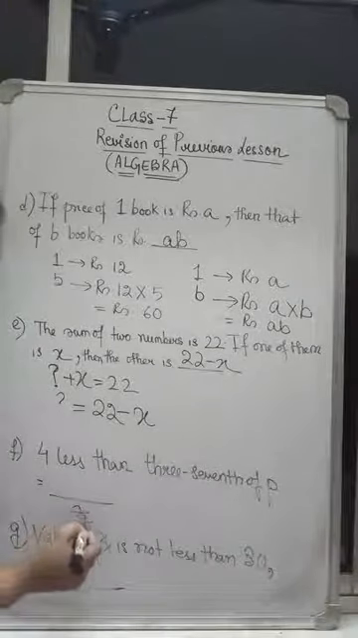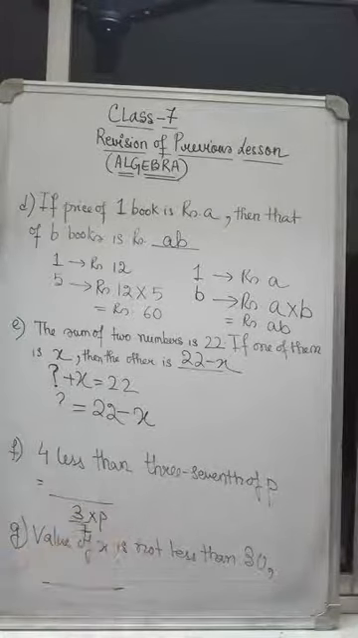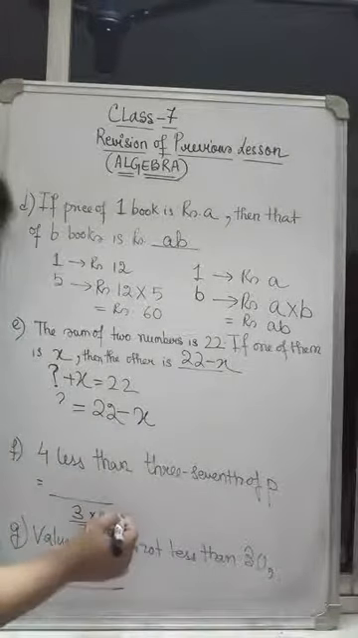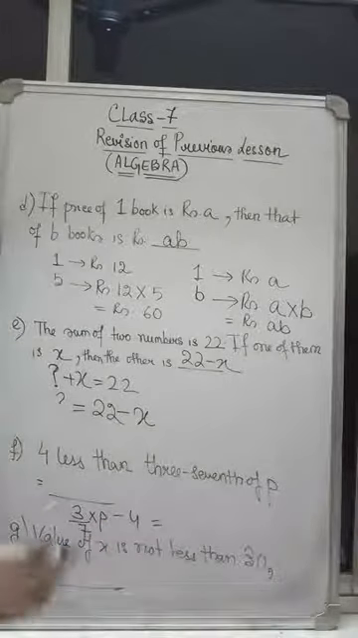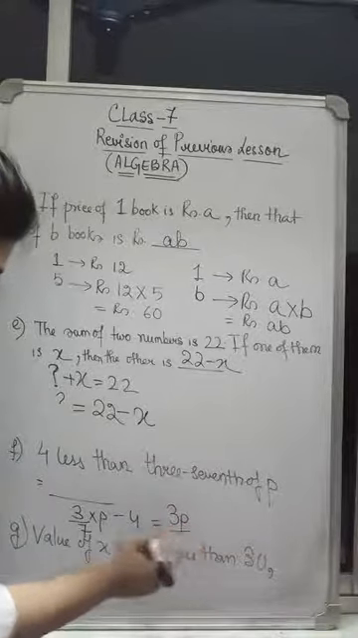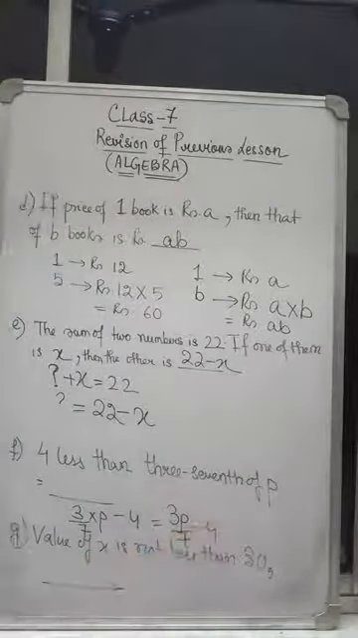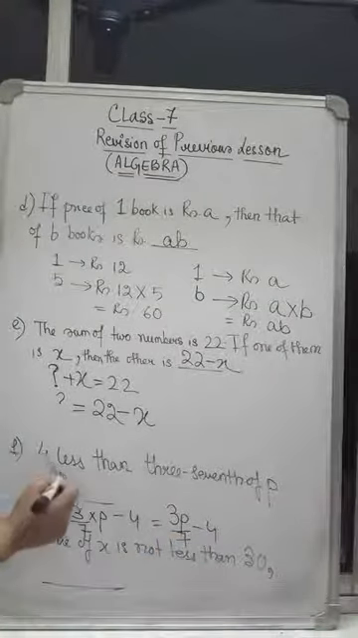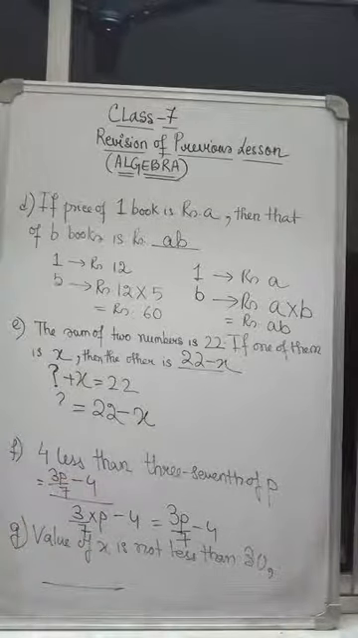3/7 means it's a fraction. 3/7 of P means multiplied to P. From there you need to subtract 4, which is equal to how much? 3 into P, on top it will give you 3P by 7 minus 4. So this is the answer: 3P minus 7 by 7 minus 4.